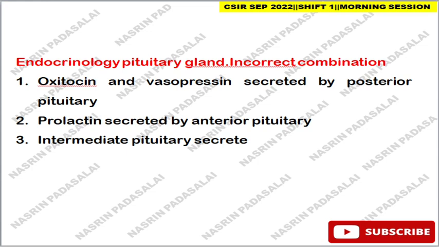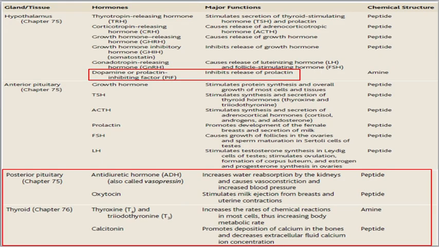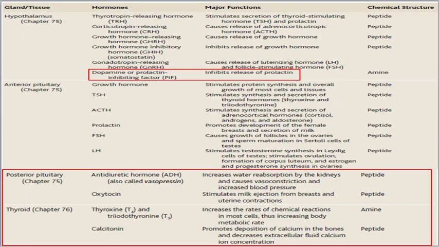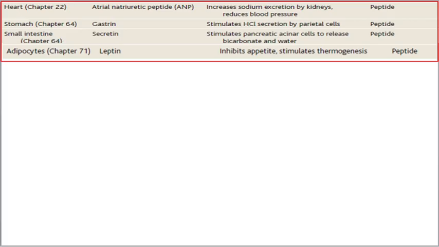Next, endocrinology, pituitary gland. They had given pituitary gland hormones and their location, and asked which is the incorrect combination. We already discussed this particular thing in our revision series, friends. In that you can see each gland, what hormones are produced by that gland, and the major function. You can refer to these, and if you know the question, please type the full question. Oxytocin and vasopressin are secreted by the posterior pituitary and prolactin is secreted by the anterior pituitary.